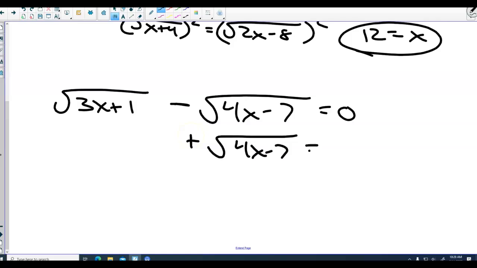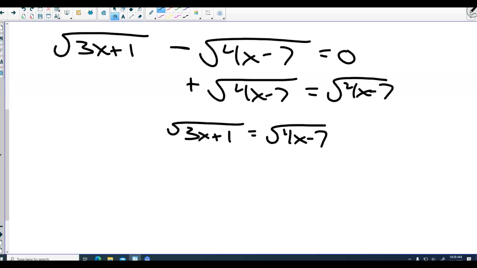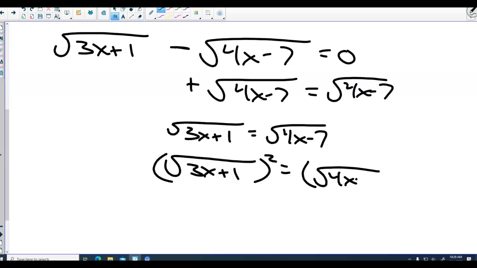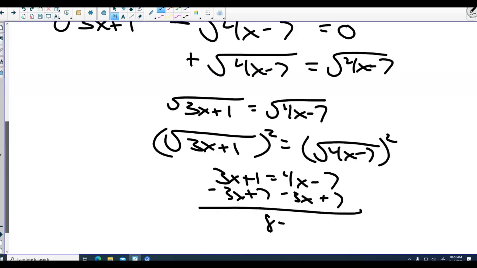So we're going to add the square root of 4x minus 7 to both sides. And we're going to get the square root of 3x plus 1 equals the square root of 4x minus 7. We're going to square both sides. And we're left with 3x plus 1 equals 4x minus 7. Subtract 3x on both sides. We're going to add 7 on both sides. And 8 equals x. And that's our answer.